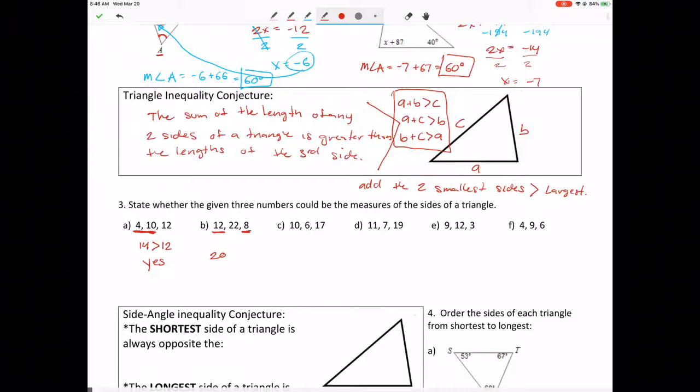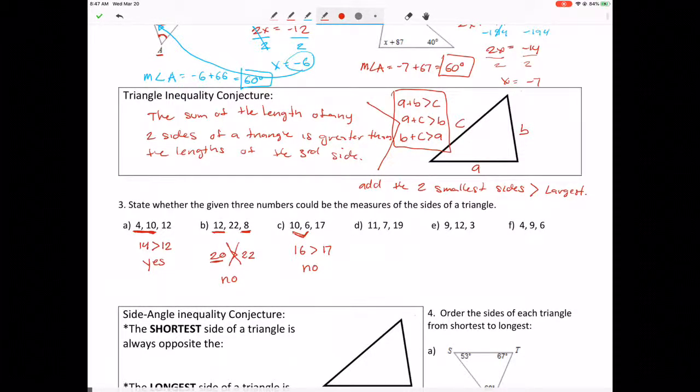All right, so that's the two smallest angles. We add those together, that gives us 20. Is 20 greater than 22? No, it's not. Okay, so we'd say no. All right, let's try the next one. We have the two smallest. We add those together. That gives us 16. Is 16 greater than 17? No, it does not. So we wouldn't be able to make a triangle with those three sides.